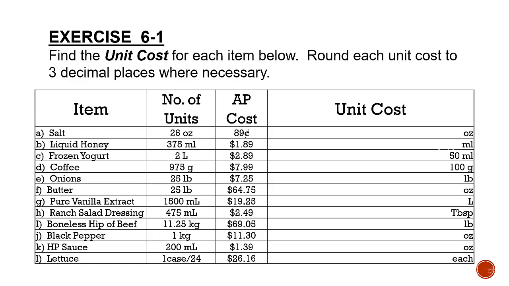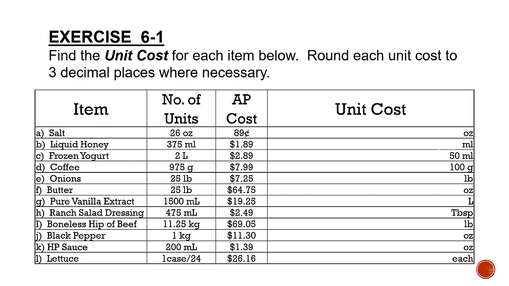The question tells us to find the unit cost for each of the items below and round each unit cost to 3 decimal places where necessary. So we begin with a column of items. Those are the ingredients. We have the number of ingredients that we bought, and then the AP cost, the as purchased cost. This is what it cost us to buy that amount of units. And then finally, what we're looking for, the cost per unit, depending on what it is that the question is asking you for. Let's begin with the salt.